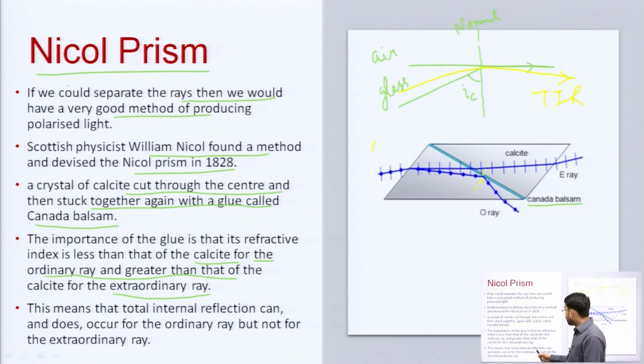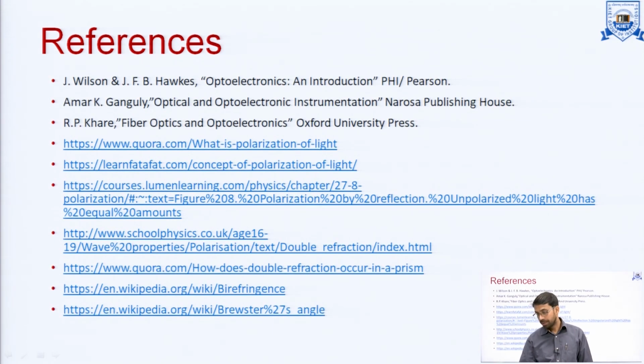This means that total internal reflection can and does occur for the ordinary ray, but not for the extraordinary ray. Okay. So, this was all about polarization and birefringence, that is double refraction. Thank you.